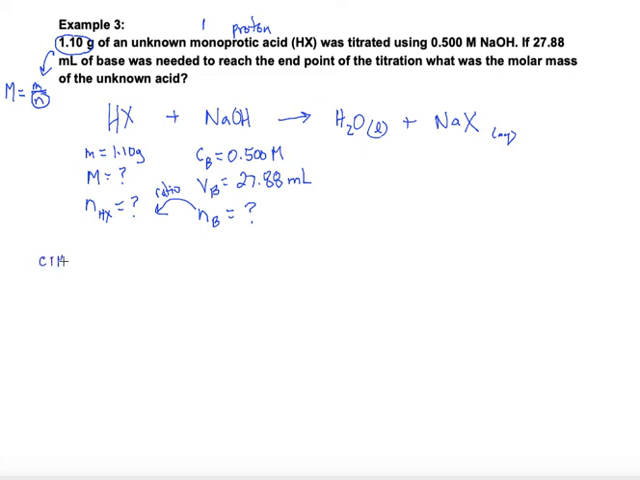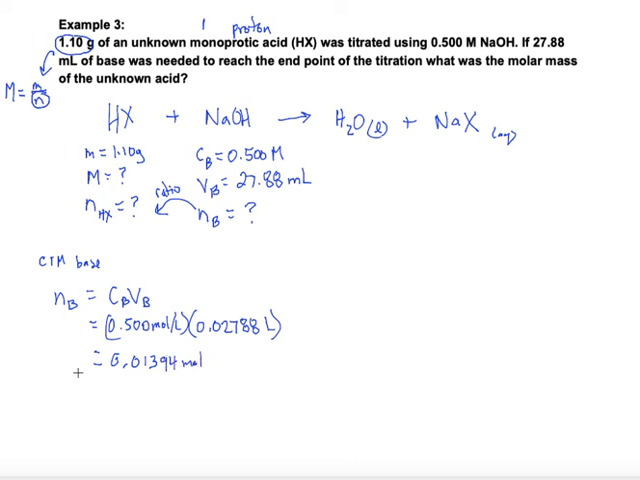So the first thing I'm going to do is convert to moles of base. So moles of base should equal the concentration of the base times the volume of the base. So 0.5 moles per liter times 0.02788 liters. Remember to convert that volume to liters. Otherwise, you don't end up with the proper unit for moles. So when we calculate that, we're going to get moles of 0.01394 moles.